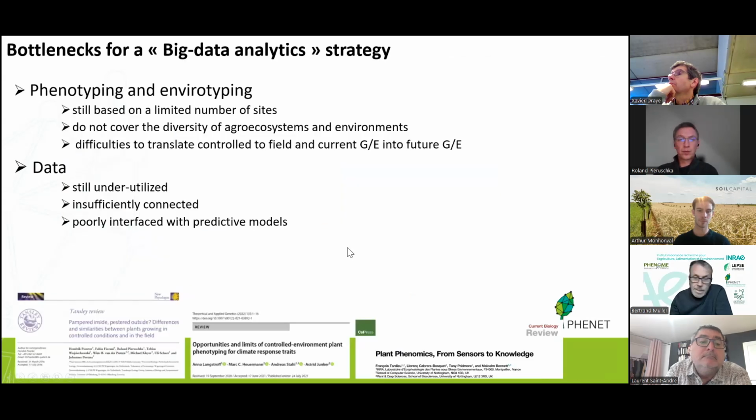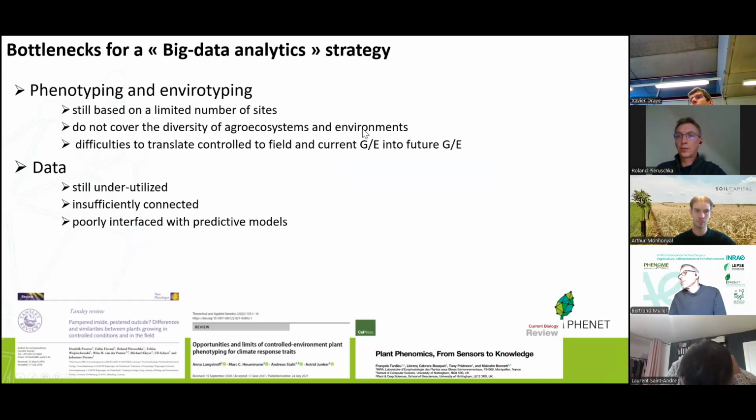Okay, so that's the scene, but we believe there are still some problems. If you really want to go for what we can call big data analytics strategies, gathering all the data, we want to be as powerful as possible to make accurate predictions. The first bottleneck is that phenotyping and envirotyping, despite this large set of instrumented platforms, is still based on a limited number of sites. We do not cover all the diversity of agroecosystems and environments.